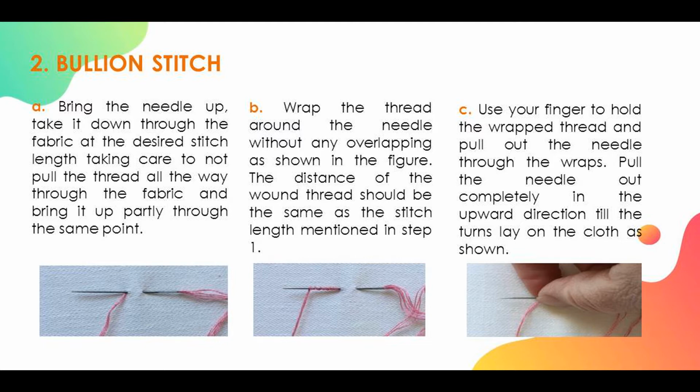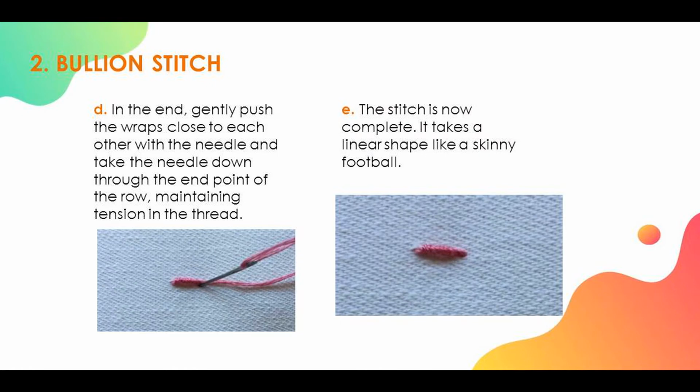C. Use your finger to hold the wrapped thread and pull out the needle through the wraps. Pull the needle up completely in the upward direction till the turns lay on the cloth as shown. D. In the end, gently push the wraps close to each other with the needle and take the needle down through the end point of the row, maintaining tension in the thread. E. The stitch is now complete. It takes a linear shape like a skinny football.